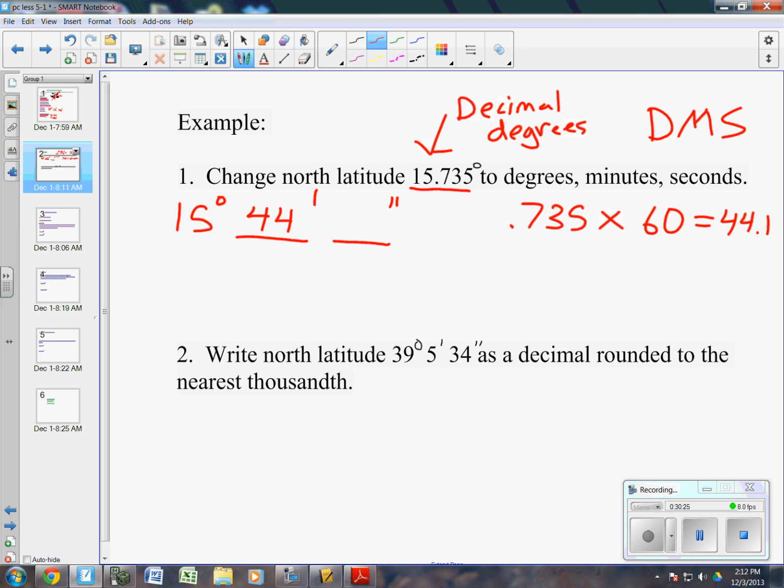Then you take the decimal behind the 44, the 0.1, and you times that by 60. What do you get? 6. And so that number right there is the seconds. Now, if you were to have a decimal, like if this was 6.78, you'd just write 6.78 seconds. Okay? So that was what, Colby?